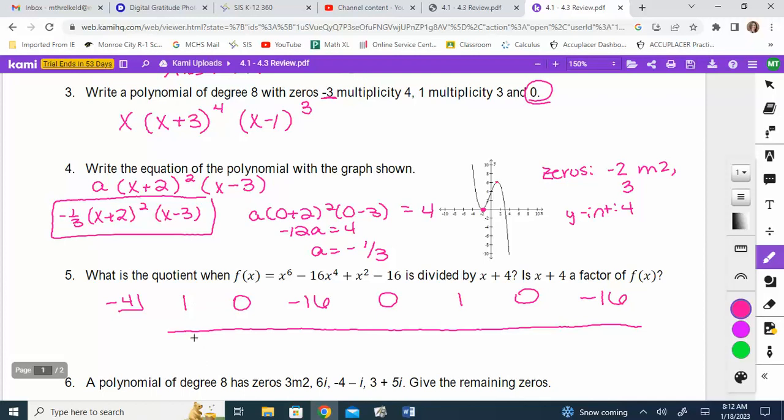All right, so the 1 comes down. 1 times negative 4 is negative 4. 0 plus negative 4 is negative 4. Negative 4 times negative 4 is 16. That adds to 0. 0 times negative 4 is 0. That adds to 0.